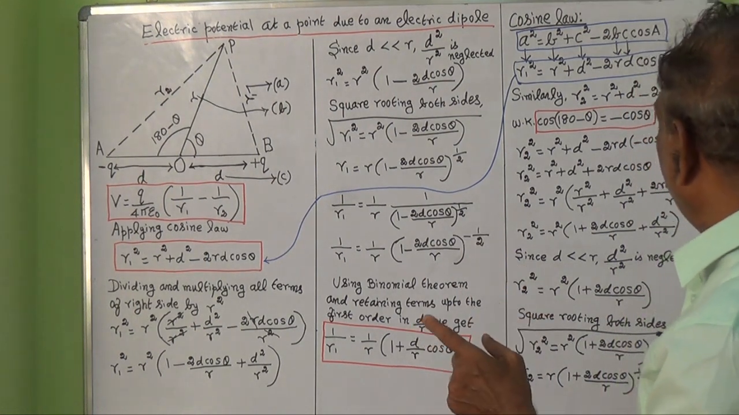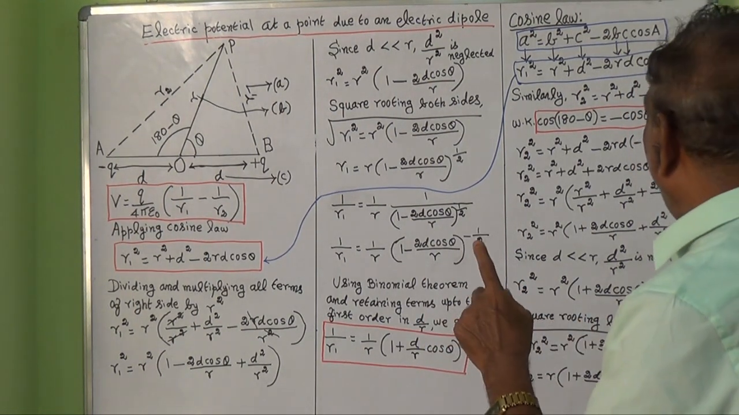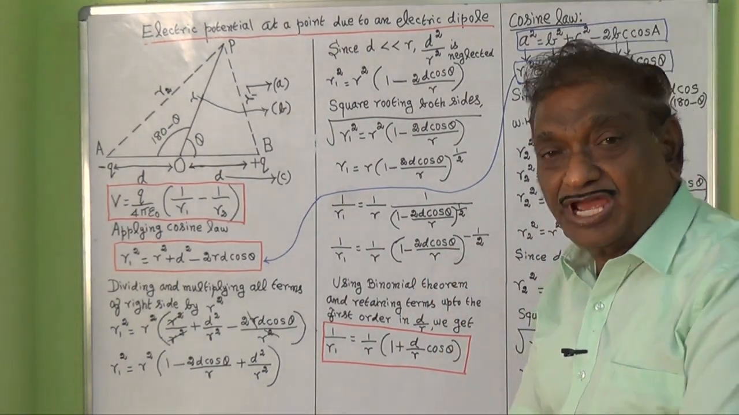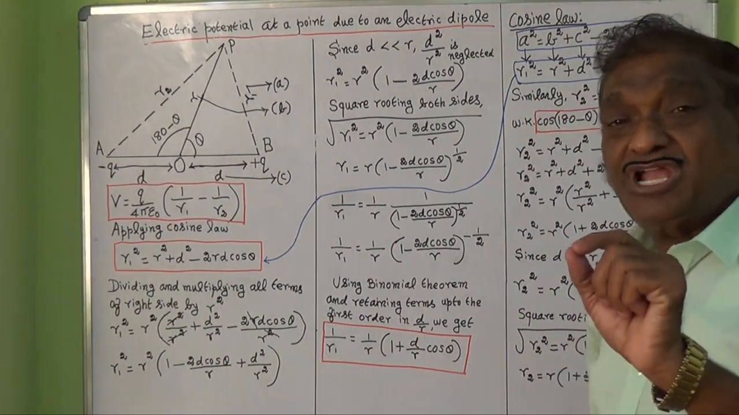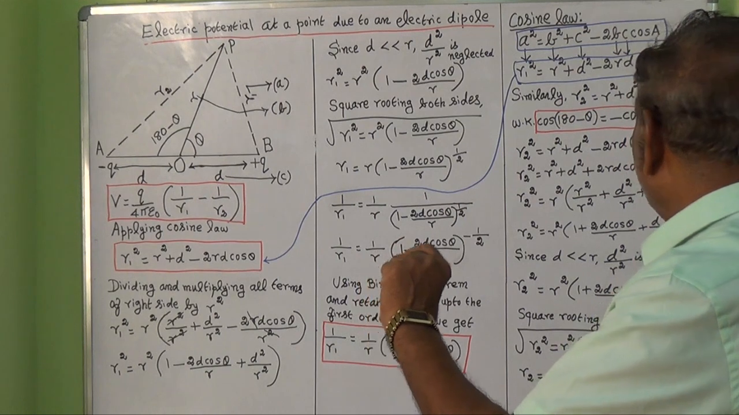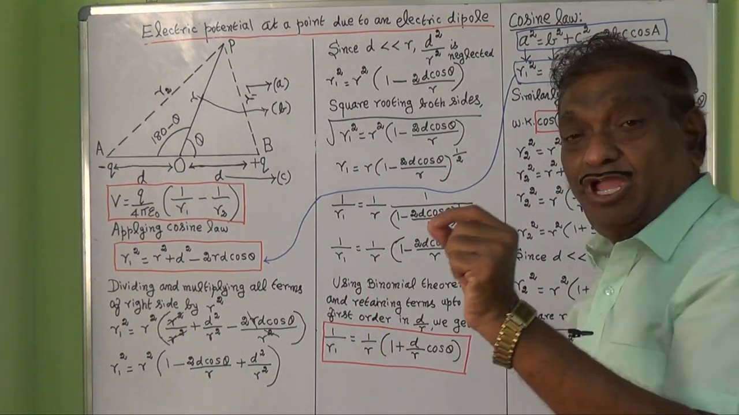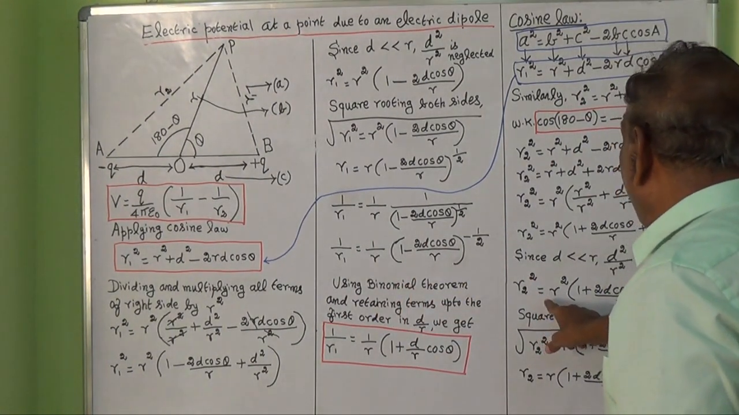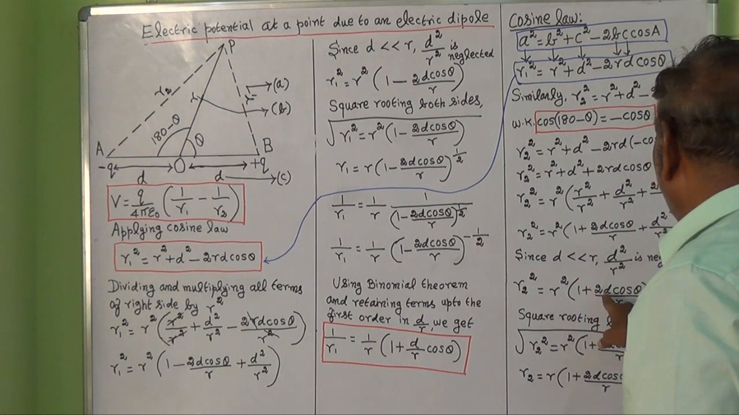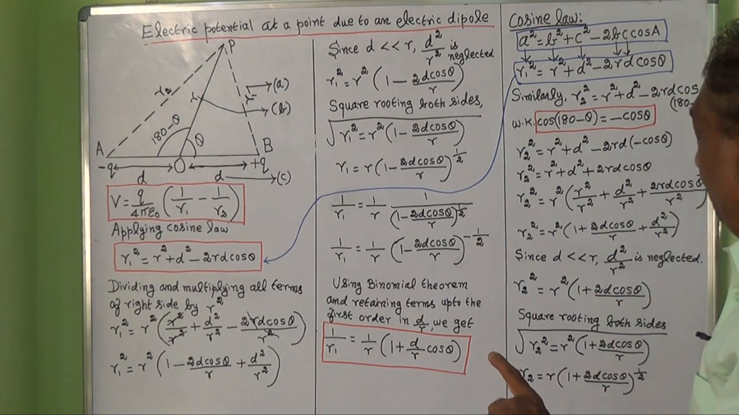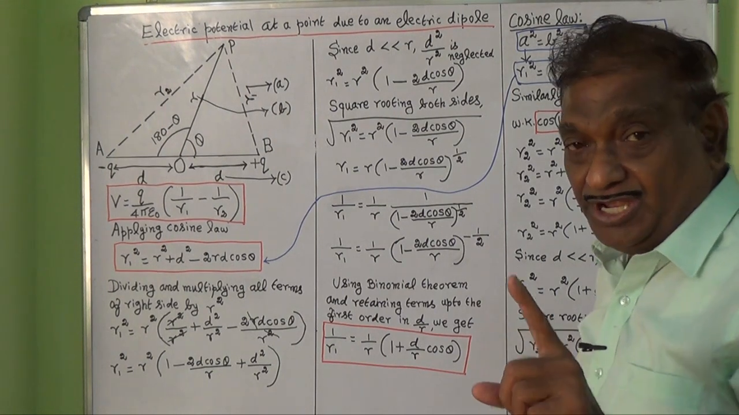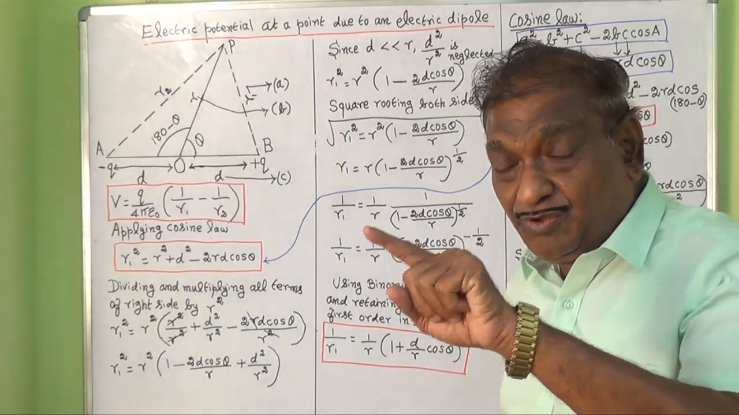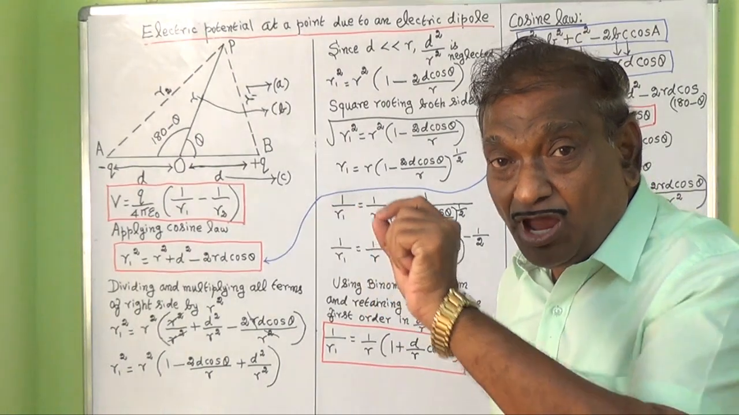Then our next step is we are going to neglect the term D square by R square due to the reason that distance D is much less than R. So if we neglect the term D square by R square, we will get the equation R2 square equal to R square into 1 plus 2D cos theta by R. Now we have got the equation for R2 square, but we need the equation for 1 by R2.